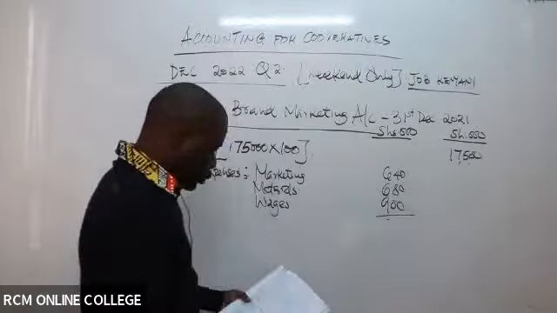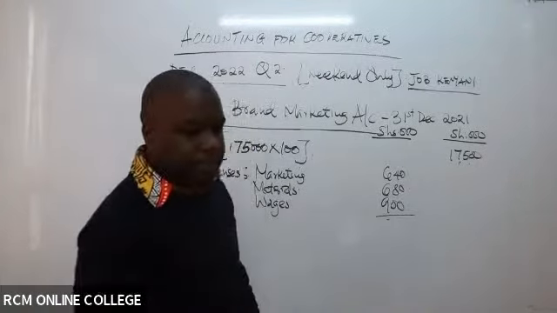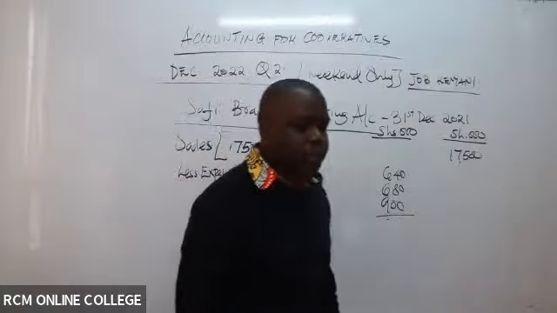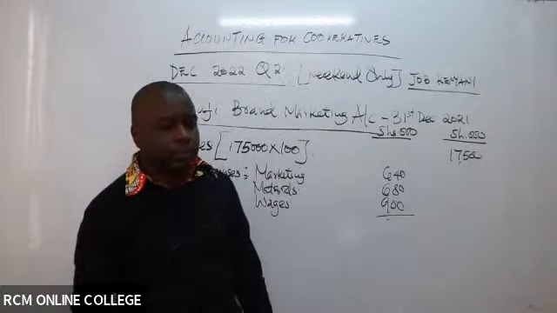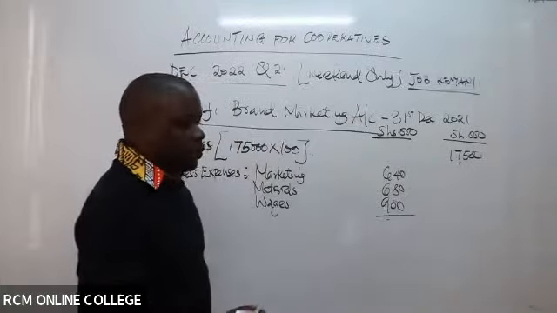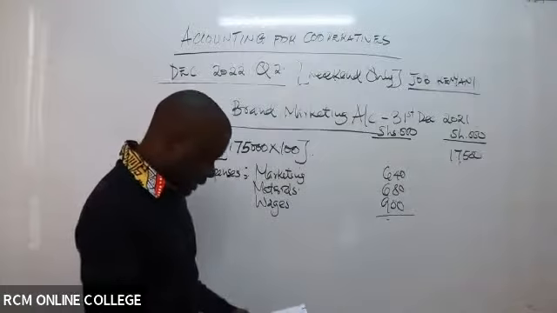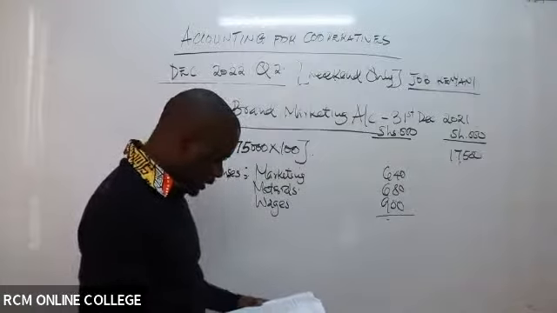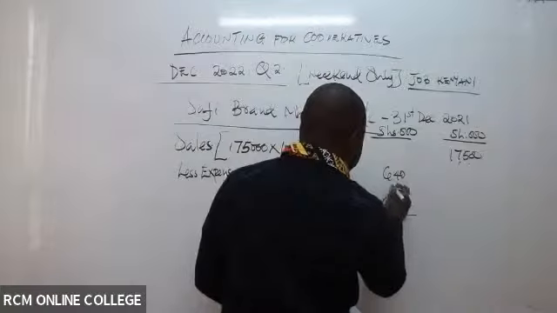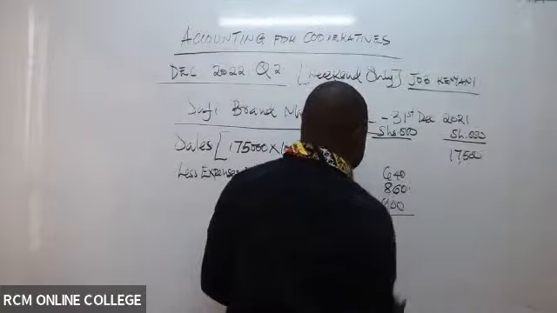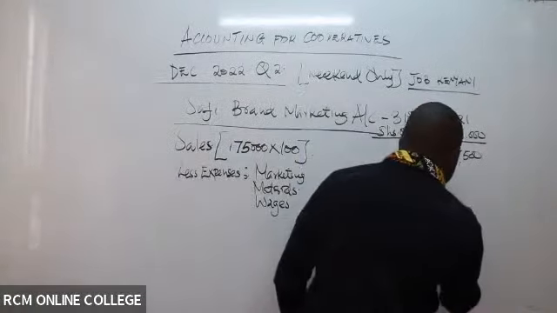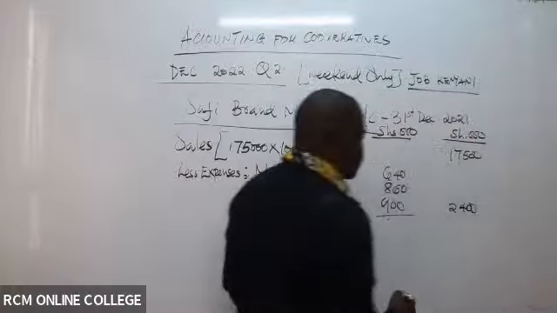So what is the total of the expenses? For materials, it is 860. So the total you are getting is 2,400. Yes, 2,400.